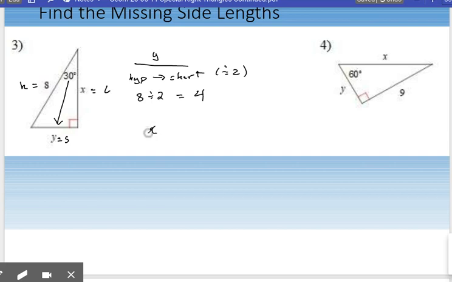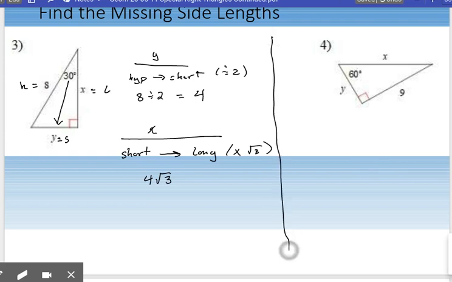Now that I have the short leg, I can use it to figure out my long leg. So short to long, we are multiplying by the square root of 3. So we would have 4 square root of 3. Done. Number 4.